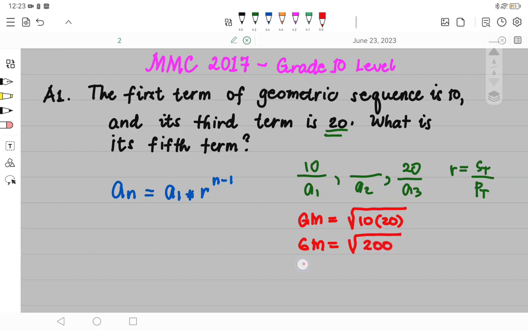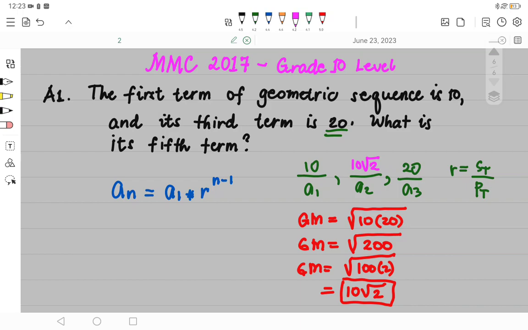Now, what's the square root of 200? This is just 100 times 2. So therefore, we have our GM, which is the square root of 100, that is 10, and then we have square root of 2. So this is our GM. That's the number in the middle. So 10 square root of 2.